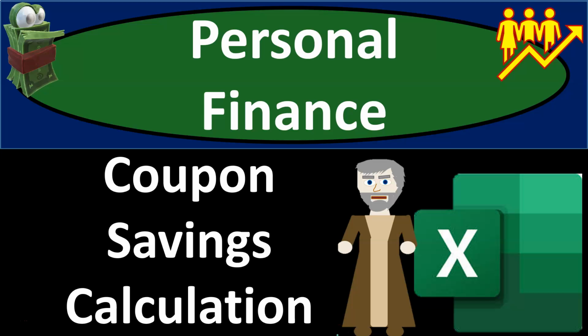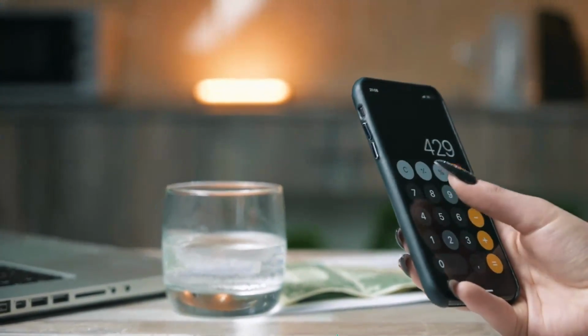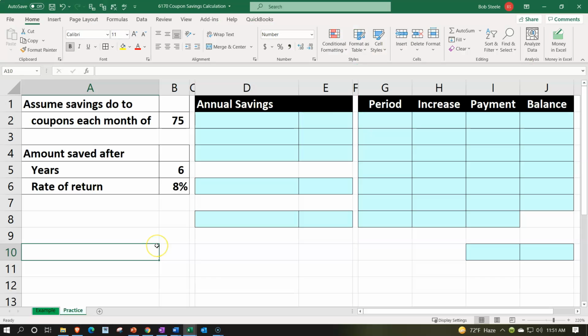Personal finance practice problem using Excel. Coupon savings calculation. Prepare to get financially fit by practicing personal finance. Here we are in our Excel worksheet.